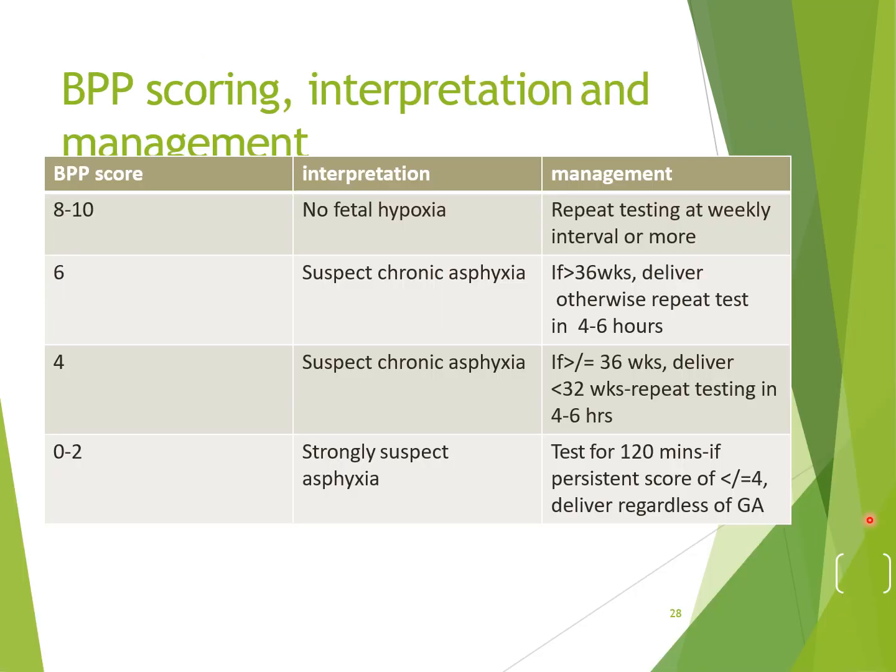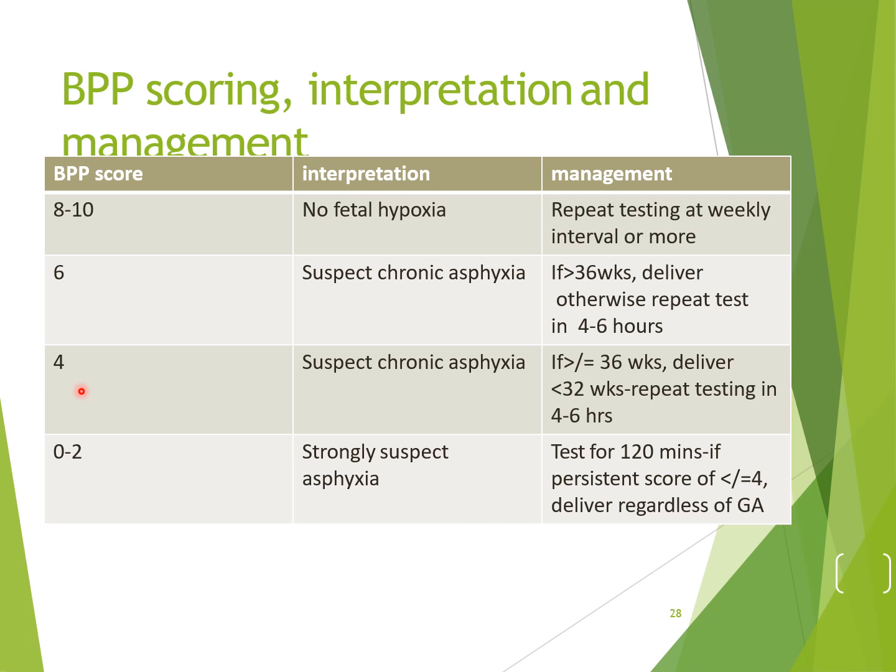And the scoring and interpretation: if the score is between 8 to 10, it shows no fetal hypoxia, and if it is less, it shows fetal hypoxia. If it is between 8 to 10, no need to worry about it. We can repeat the test the next week without any problem. And if the score is 6, we suspect chronic asphyxia. If the baby is above 36 weeks, we can go for the delivery of the baby. Otherwise, you should repeat the test in 4 to 6 hours.